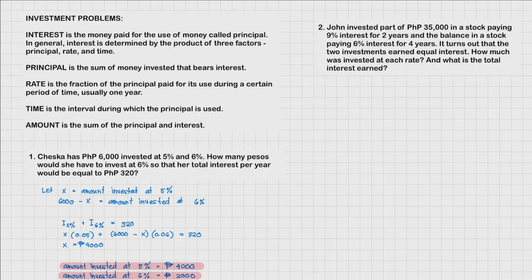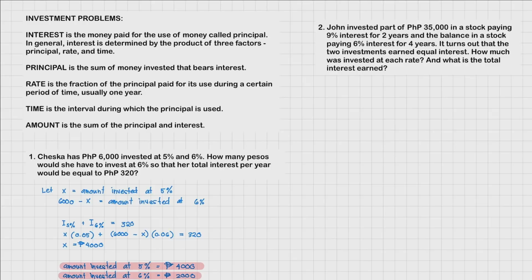Now on to the second example. John invested part of 35,000 pesos in a stock paying 9% interest for 2 years and the balance in a stock paying 6% interest for 4 years. It turns out that the two investments earned equal interest. Now, how much was invested at each rate and what is the total interest earned?